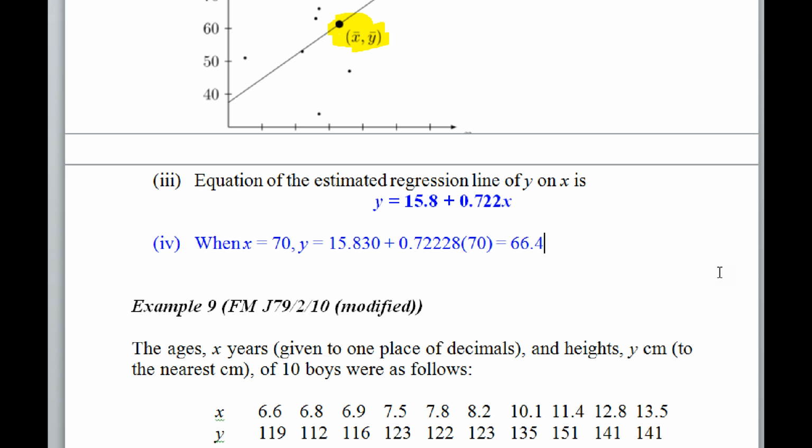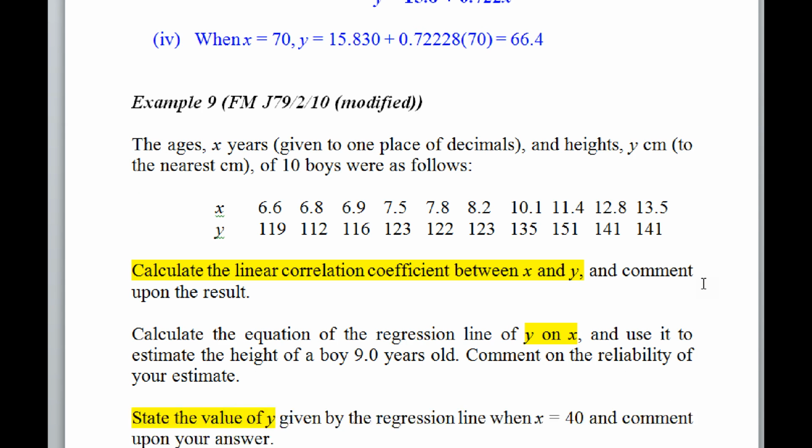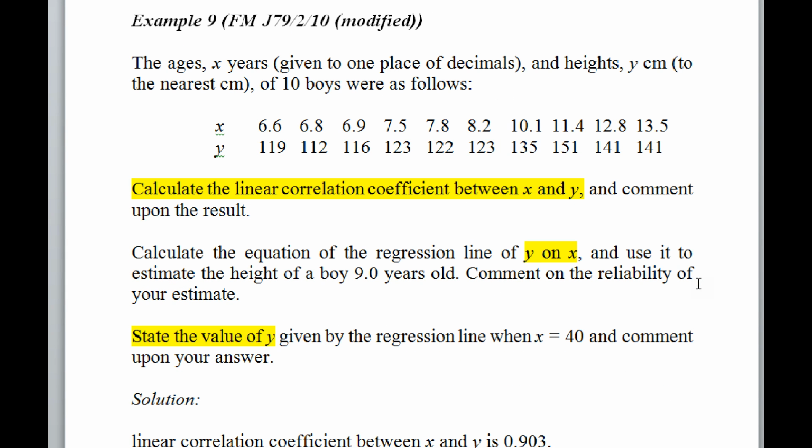Sorry, I want to contrast this example 7 with example 9. Example 9 is the one where we have to sketch two different regression lines. Later we'll take a look. Example 9. Very long, very wordy, but never mind.